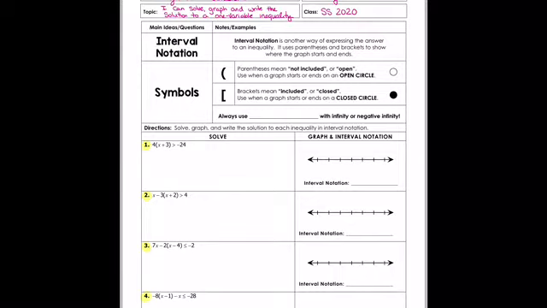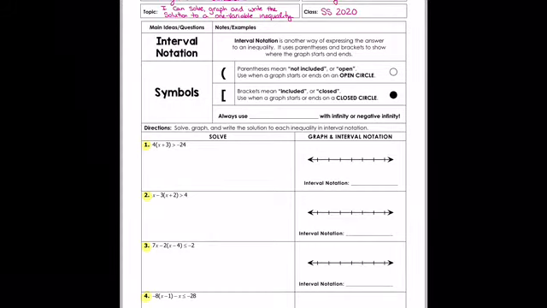Today we're going to look at one variable and two variable inequalities and working on graphing and solving them. We're going to start this lesson off with talking about one variable inequalities, and we're going to talk about how to solve them. First thing we want to talk about is called interval notation.